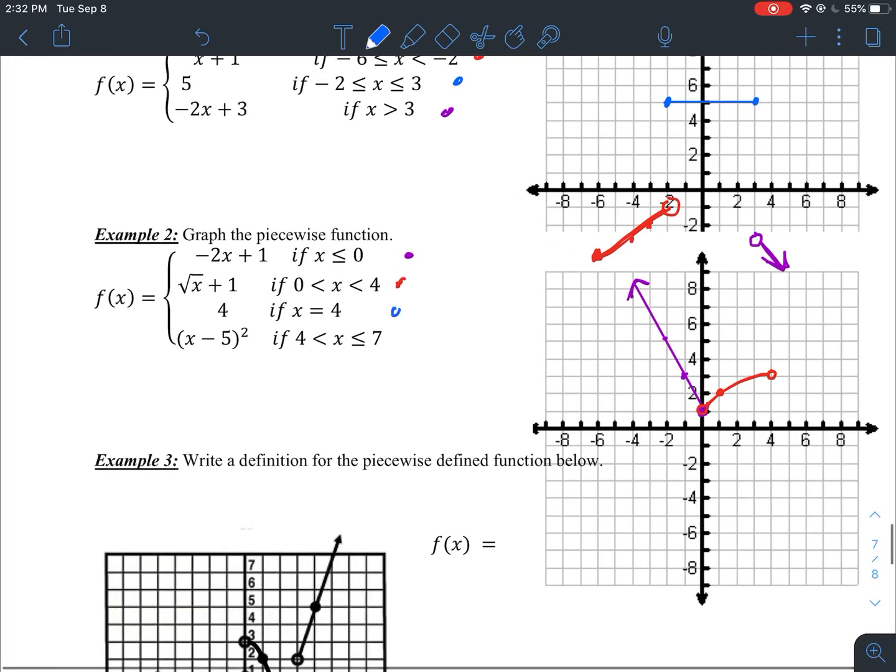My third graph is just a point. If x is 4, y is 4. So graph the point 4, 4.